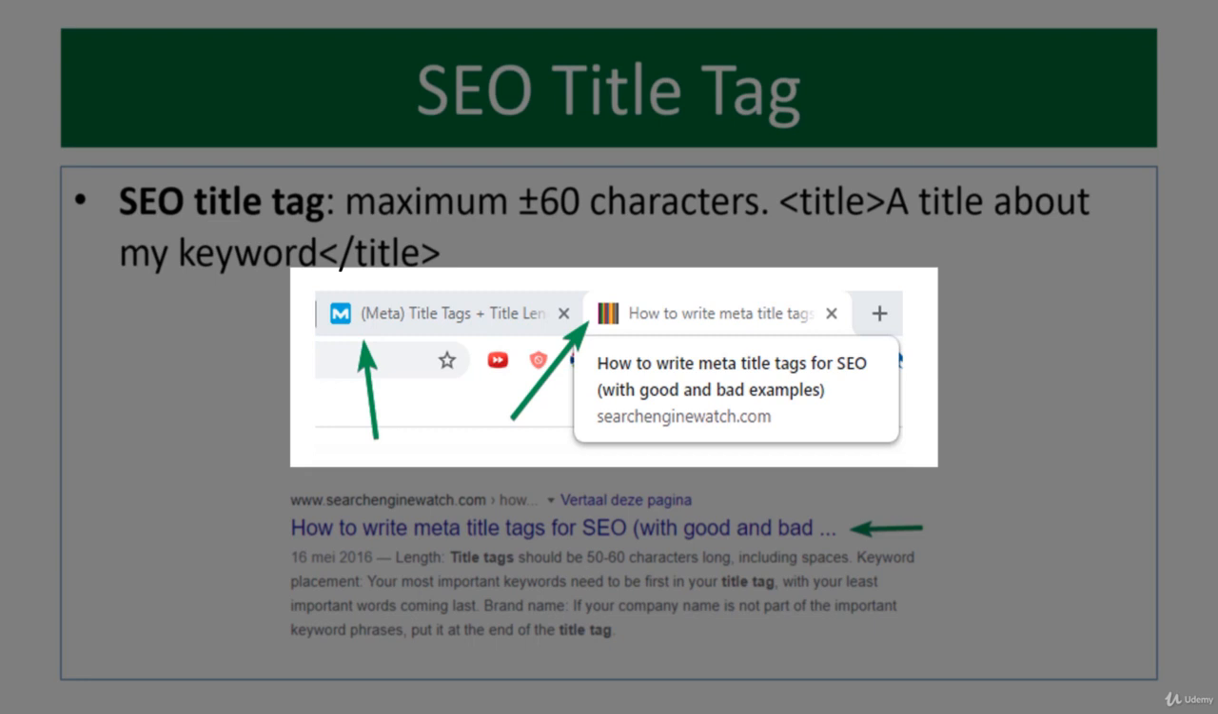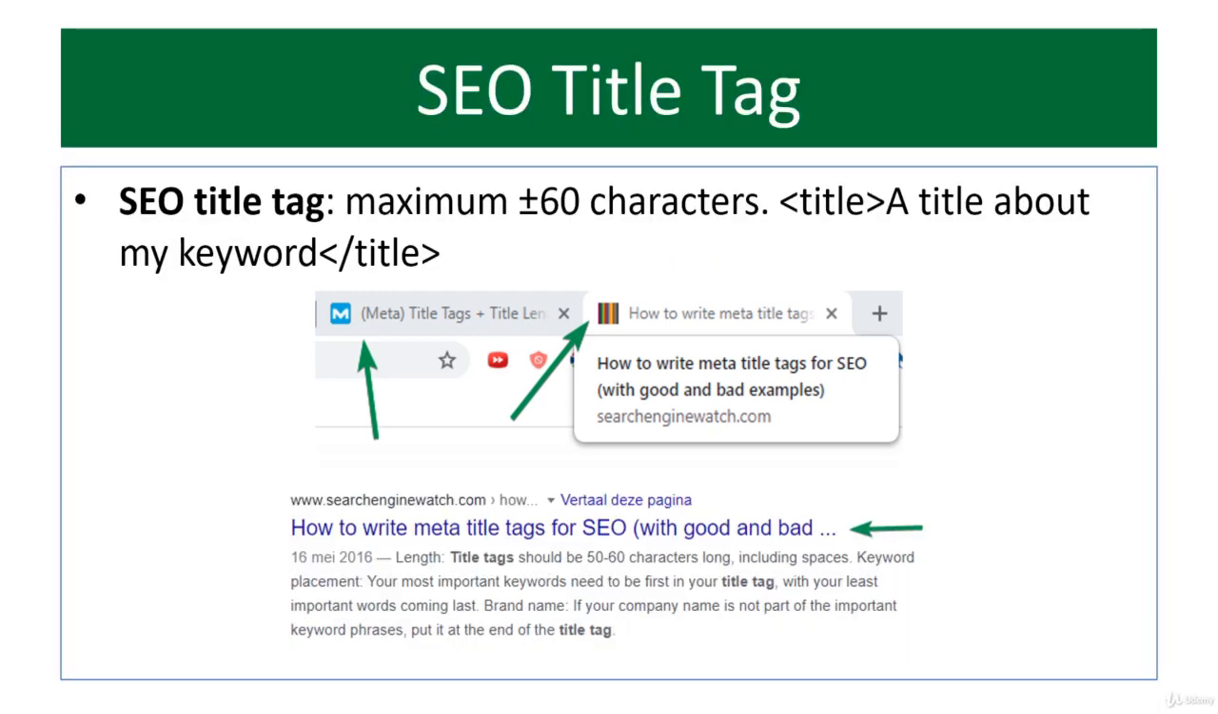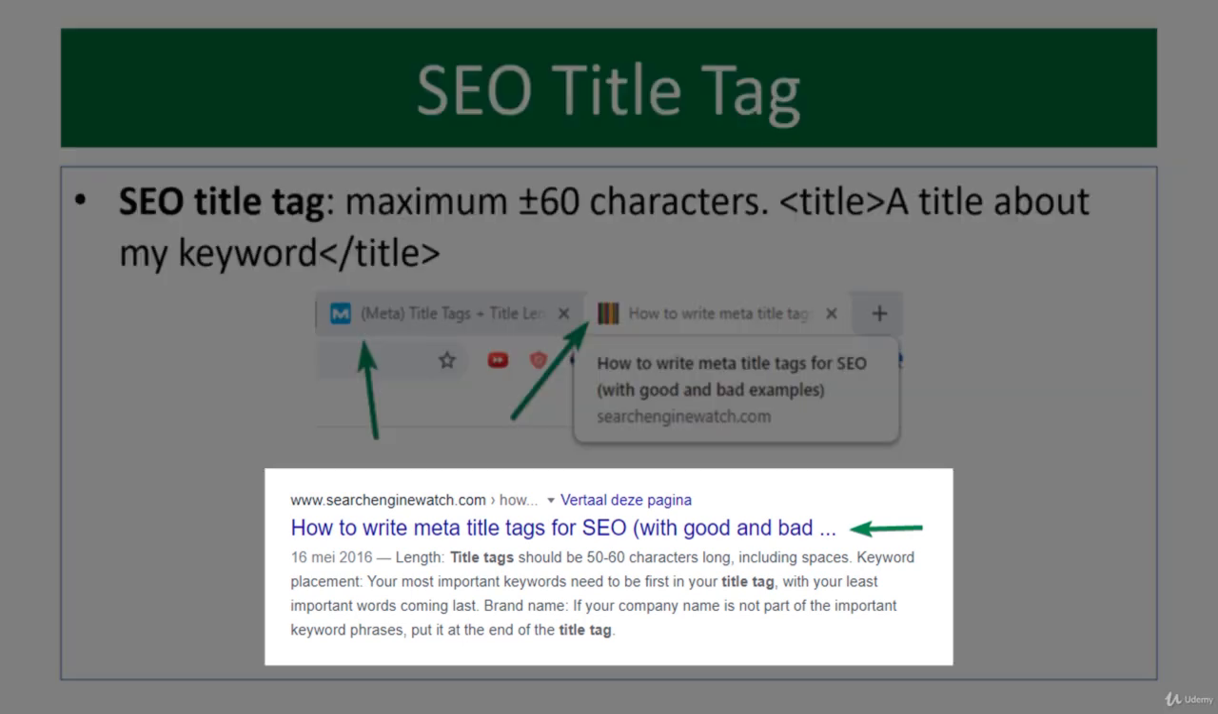So the SEO title of this page is How to Write Meta Title Tags for SEO with Good and Bad Examples. The title can be a maximum of around 60 characters. This is because Google will often show your title in the search results as a blue link that users can click on, like you can see here in this screenshot from the search results. If your title is too long, Google will truncate it in the search results. That is exactly what happens with this title. It is too long and Google cuts it off.